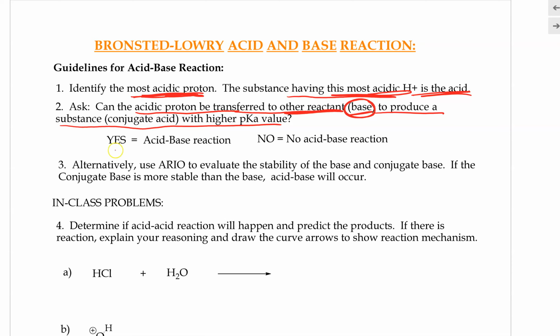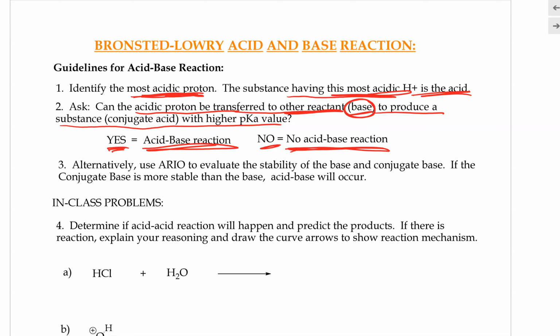And if the answer to this is yes, we can transfer this to another substance with a higher pKa value, meaning there will be another substance that wants the proton more. So therefore, the substance that wants the proton more will go ahead and grab the proton from the previous substance, causing a chemical reaction to take place. Versus if the answer is no, we cannot transfer the proton to another substance with a higher pKa value, then there will be no reaction. So that's how we can use pKa to determine whether or not an acid and base reaction would happen.